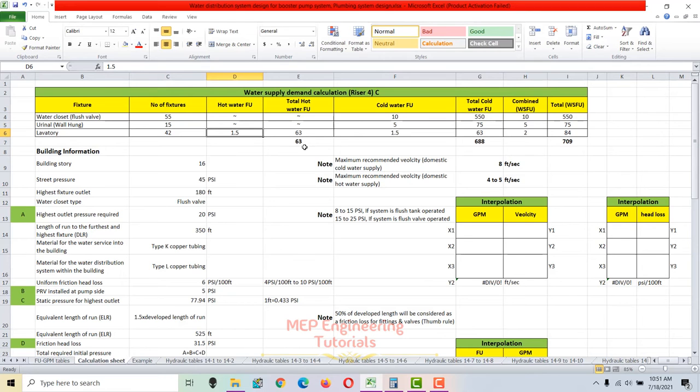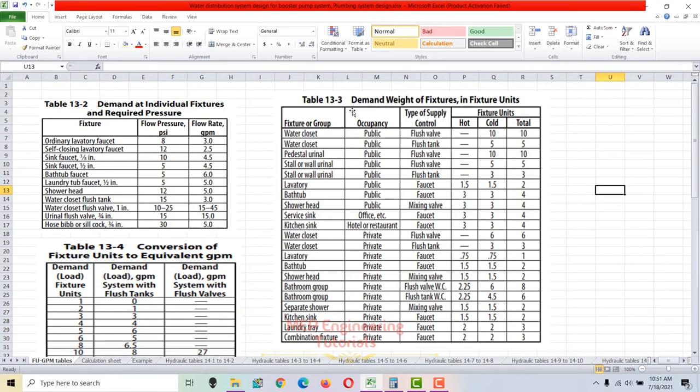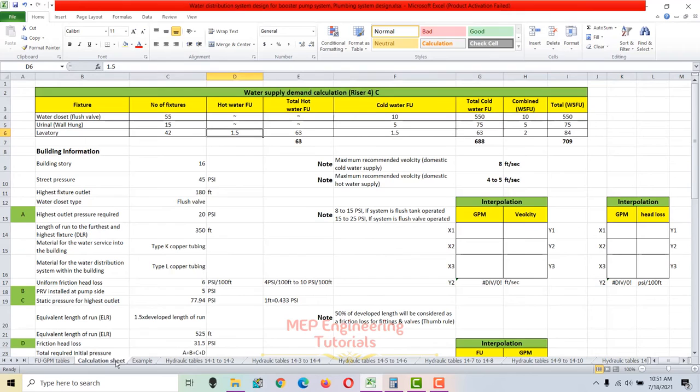So we need to write value for the hot and cold water. So we'll go here in our table 13-3. Now we have to check for lavatory. If you see here, this one is the lavatory, but this is a private, and this lavatory is public. So we are going to use this one, public lavatory. The hot water is 1.5, cold water is 1.5, and total fixture unit value is 2. So we will write here hot is 1.5 fixture unit, cold each fixture unit is 1.5, and combined is 2.